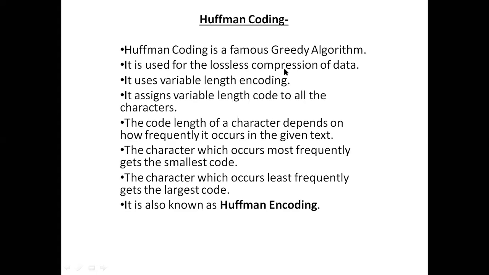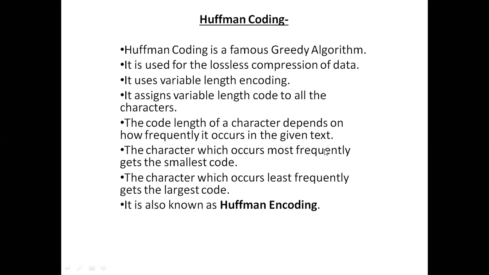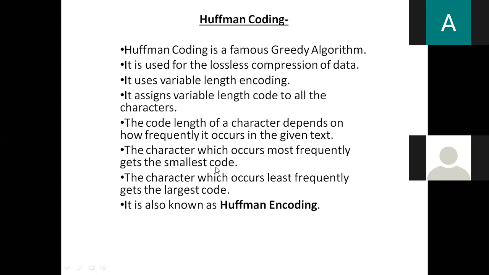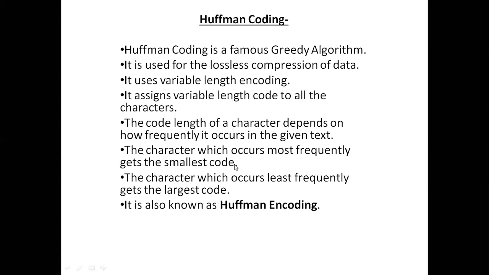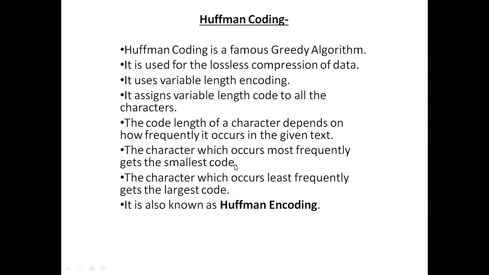So in this, what we'll do, here you can read that the character which occurs most frequently gets the smallest code. What does it say? Suppose there is a file, and inside it is alphabet A, that is one character, right? Most frequently means the number of times. So suppose in that file, alphabet A comes 10 times and alphabet B comes only 1 time.